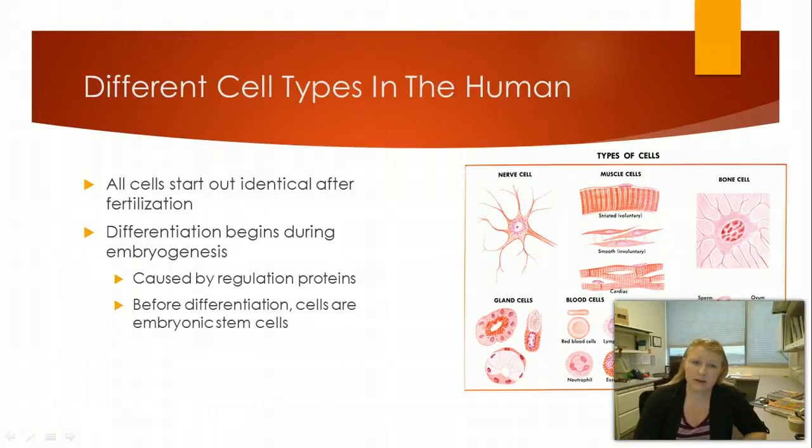And before this differentiation, these cells are all known as embryonic stem cells. And this is where we get into that argument about stem cells and how they can be used. And I know that you have heard of adult stem cells as well. These are cells that are, for instance, in our bone marrow that are undifferentiated as well. And that's where the term stem cell arises from: it's not a differentiated cell.